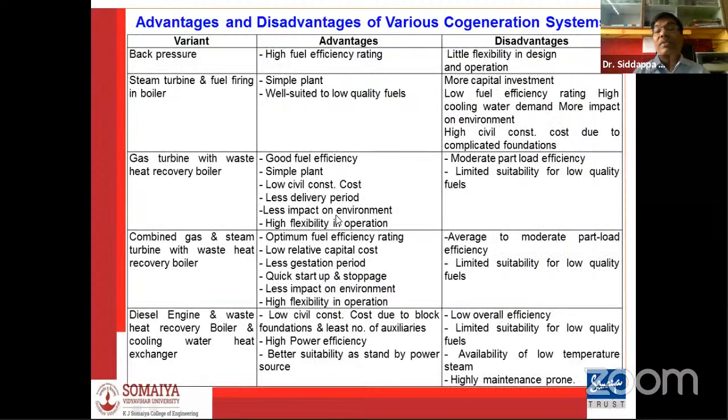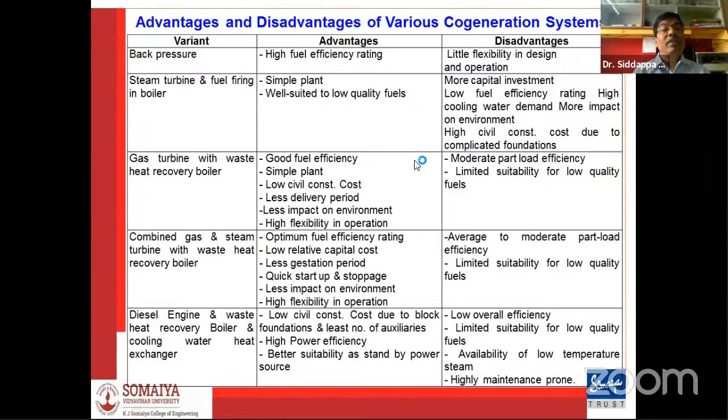This is the brief study of what we did till now. What are the advantages and disadvantages of the various cogeneration systems? Initially, if it is a back pressure turbine, the advantage will be high fuel efficiency rating. The disadvantage will be that it is less flexible in design and operation.